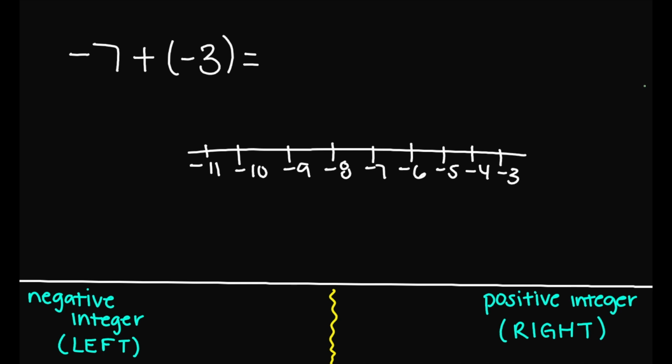So first, let's locate our negative 7 on the number line, which is right here. And because I am adding a negative integer, then I'm going to move to the left 3. So I am at my negative 7. I'm going to the left 3. So 1, 2, 3. It puts us right here at the negative 10. So negative 7 plus negative 3 is going to equal negative 10.